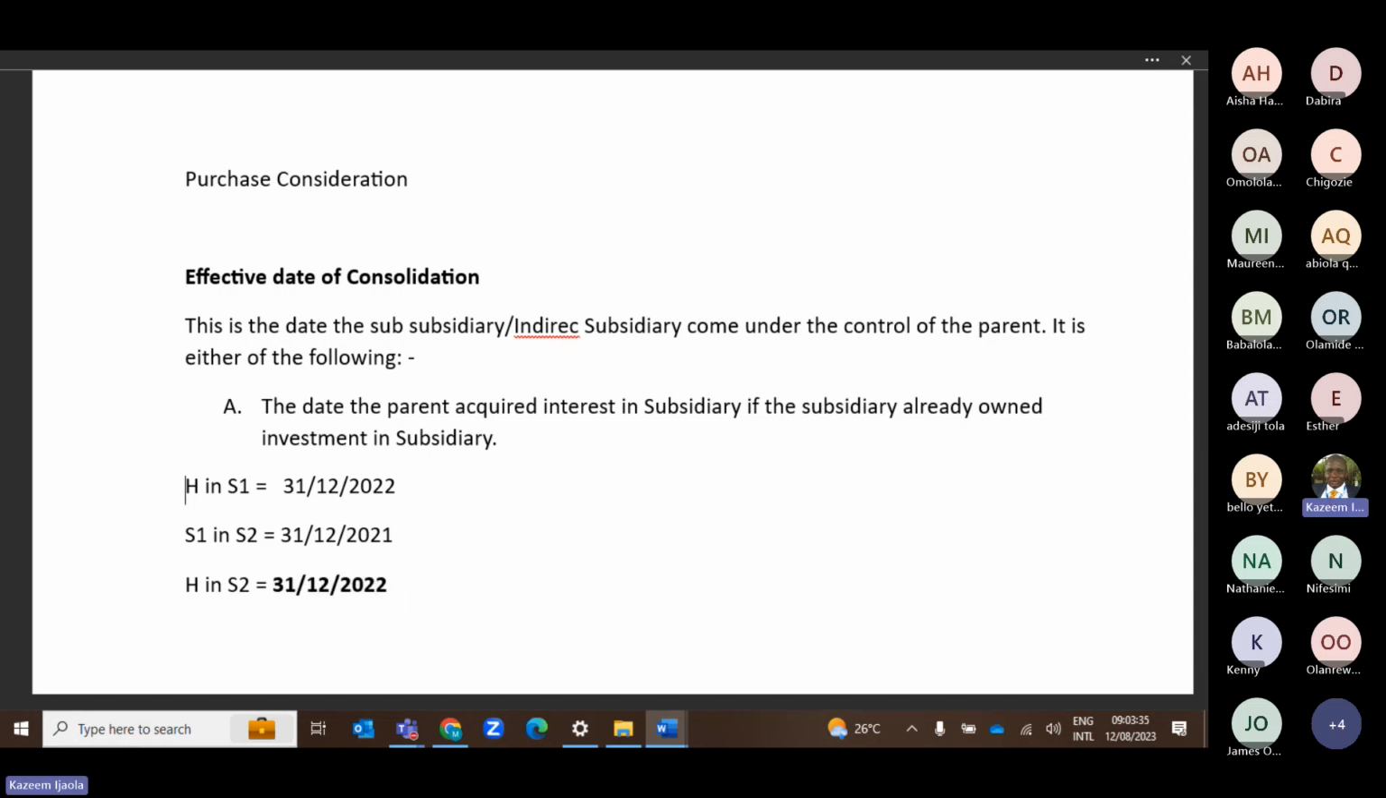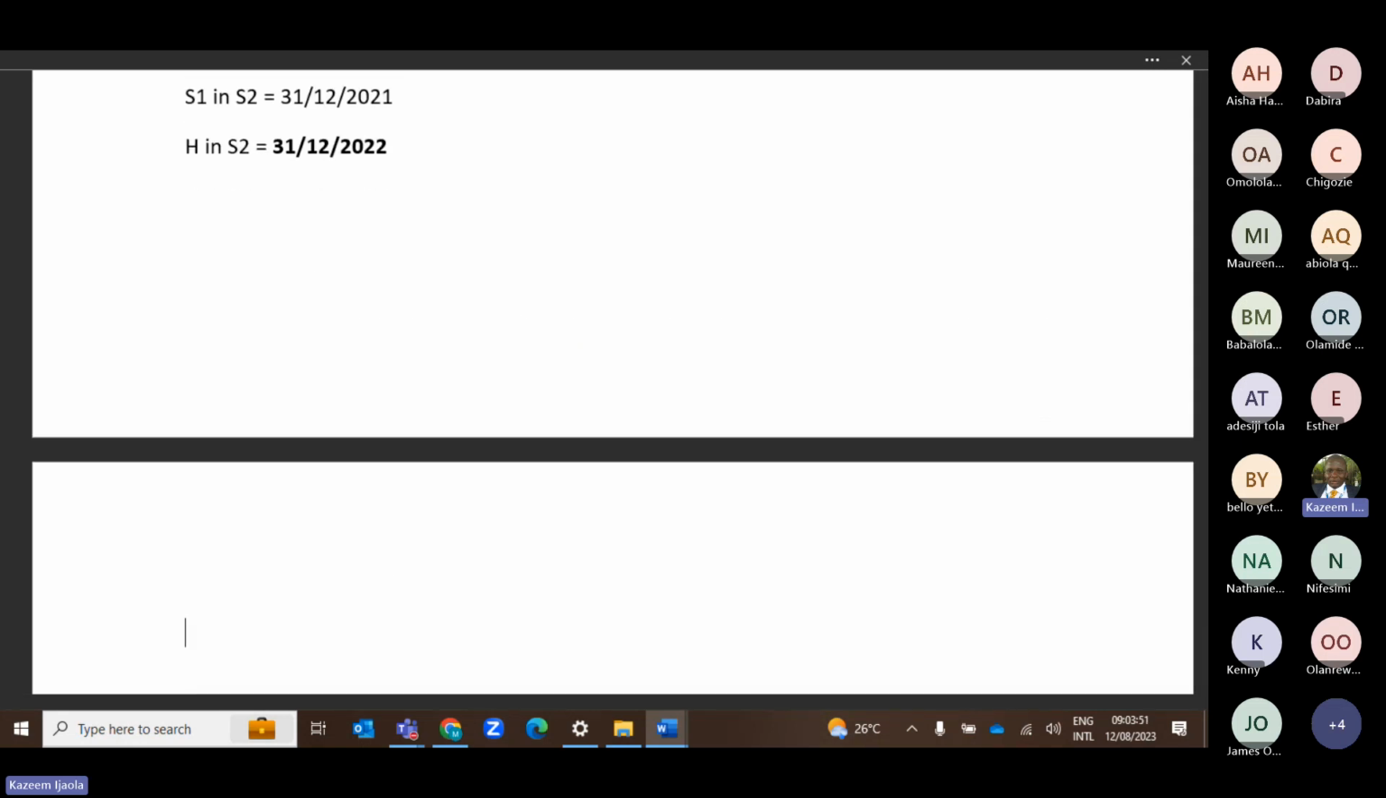And guess what? ICANN will give you reserve of S2. They will give you for 2001, 2021, and 2022. So you'll be confused. If you pick the wrong one, your solution will be wrong. So you must properly determine the right effective date of what? Consolidation. So let me give you another instance now.